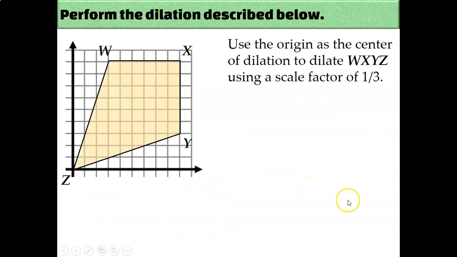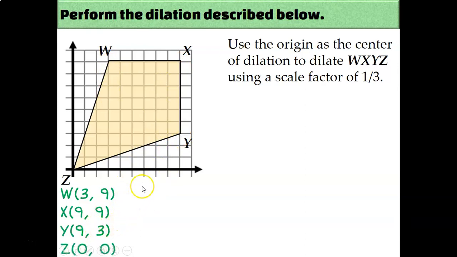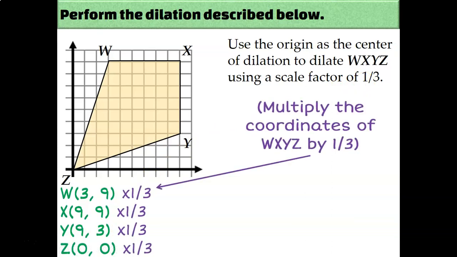Let's try another one. This time we're going to dilate using a scale factor of 1/3. The first information I need again are my coordinates. W is the point (3, 9), X is the point (9, 9), Y is the point (9, 3), and Z is the point (0, 0). To figure out the coordinates of my image, I'm going to multiply all of those numbers by a third. 3 times a third is 1, and 9 times a third is 3. And so on and so forth.